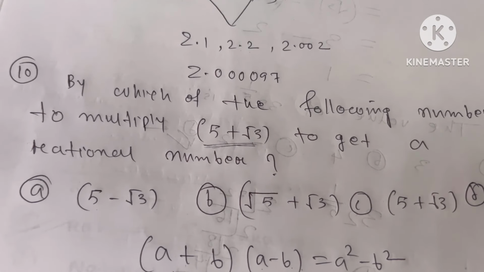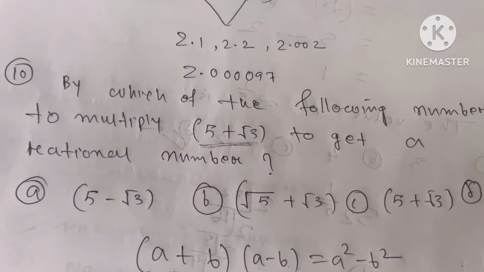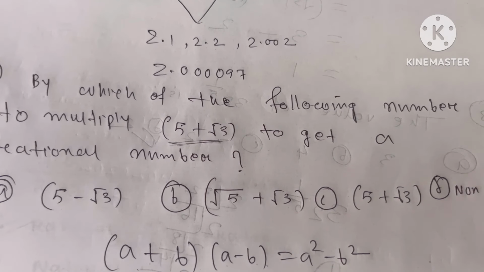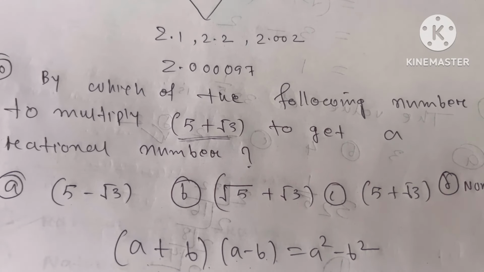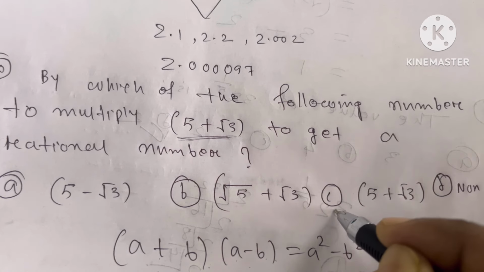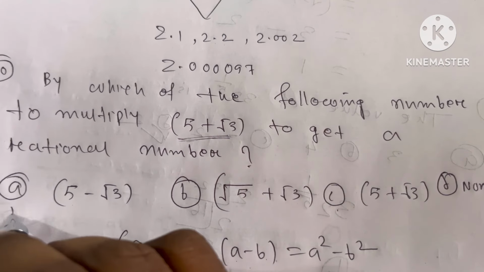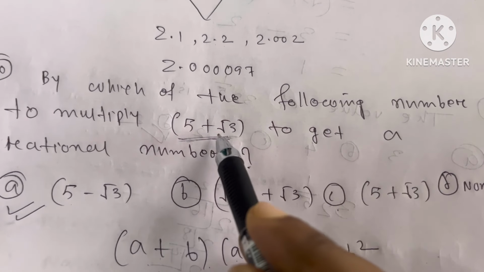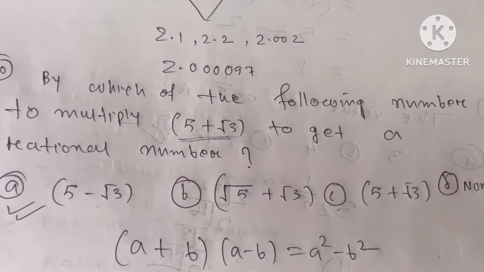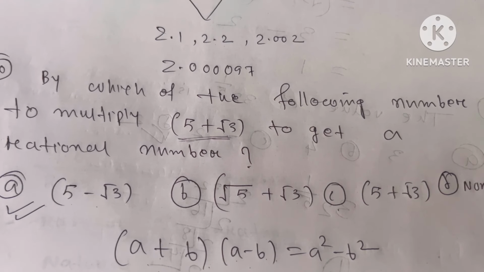So by which of the following numbers do we multiply 5 plus root 3 to get a rational number? The answer will be 5 minus root 3. You just write the conjugate of this and you will get the answer. Let's remember.